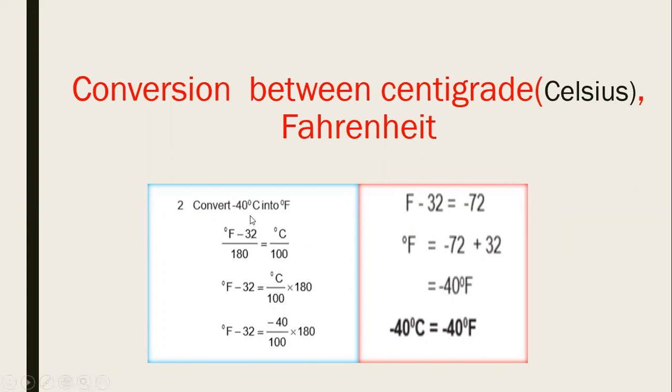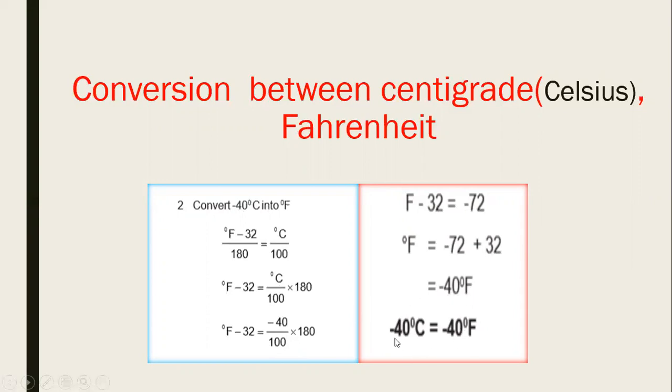What is given? Minus 40 degrees Celsius is given, so C is minus 40. The 180 goes to the right side, so F minus 32 is equal to C by 100 into 180. F minus 32 is equal to minus 40 divided by 100 into 180. So F minus 32 is equal to minus 72, so F equals minus 72 plus 32. The answer is minus 40 degrees Fahrenheit.